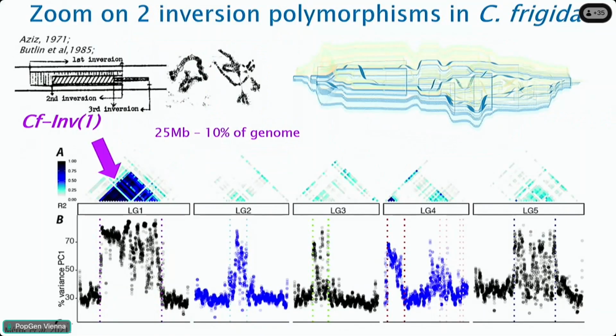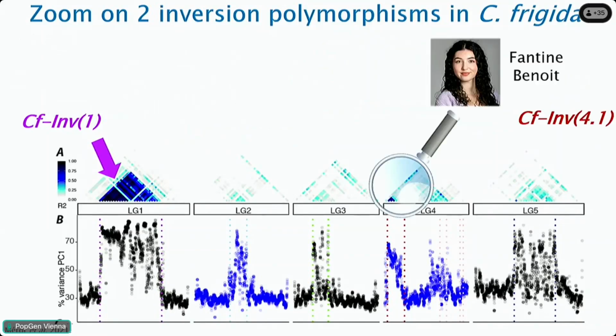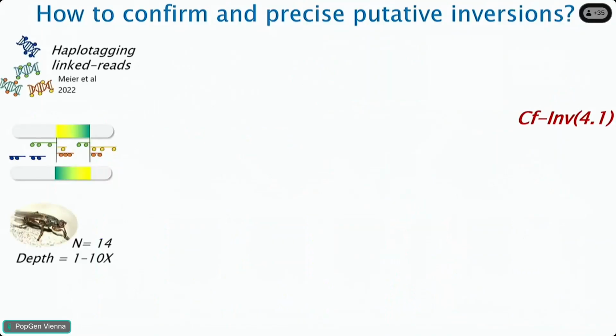And this is the graph. Now we have several genomes, and my postdoc Jana tried to make a graph, and for now it's very complex, so we are trying to solve this at the moment. The other inversion is much nicer, and you will see it's much easier to interpret. So Fantine, my PhD student, focused on that.